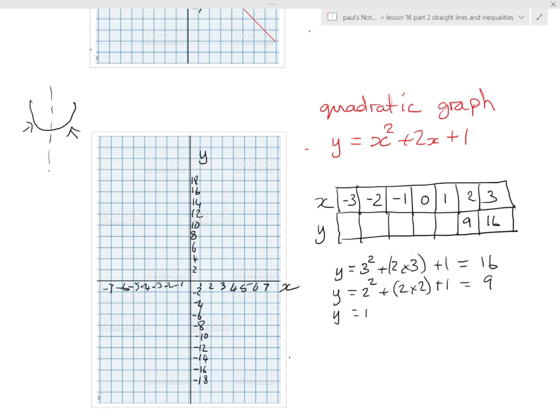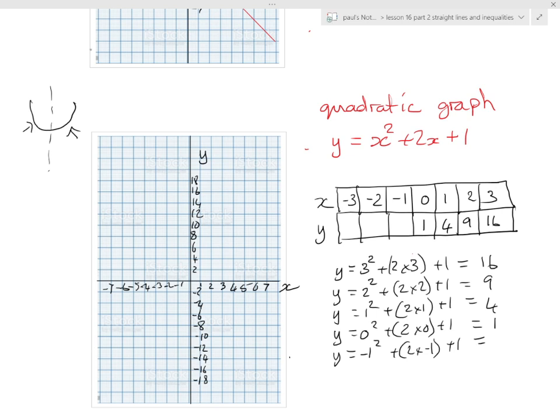y equals 1 squared plus 2 times 1 plus 1. 1 squared is 1 plus 2, 3 plus 1 is 4. So is it coming down in even numbers? Not really, is it? It's come down 7, then it's come down 5. So y equals 0 squared plus 2 times 0 plus 1. Nothing, just 1.